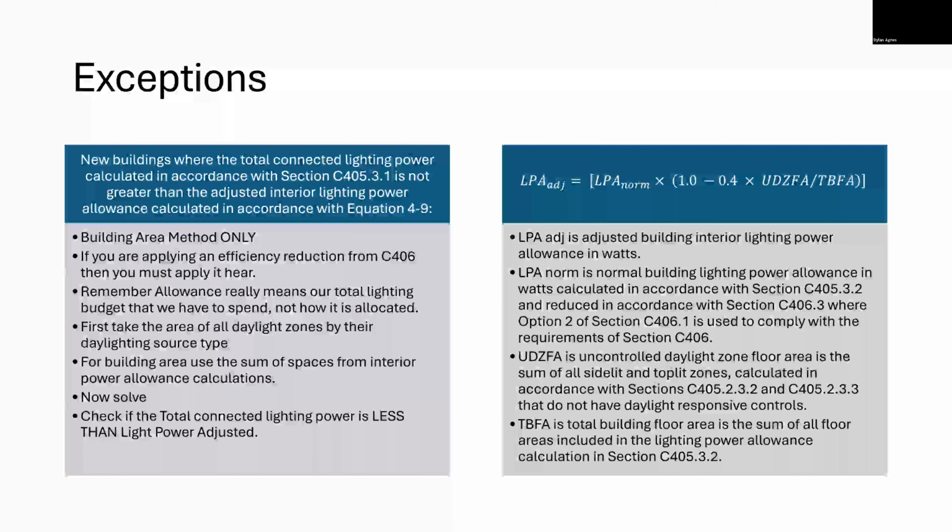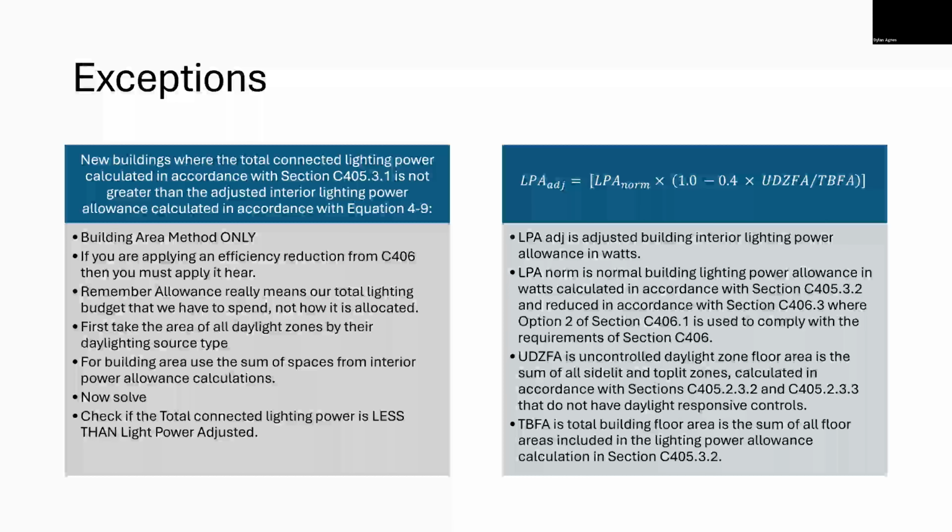And then this final exception is important to keep in mind, which is why in the last lecture I showed you all the ways you could do it really early on and estimate. To get this exception, to not have any photo controls in your building, you have to use the building area method only. So not the space by space. So you're getting less wattage in the building area method. But then also, if you are applying the C406 reduction, then it also applies here. So you have to take that 10% off the top.